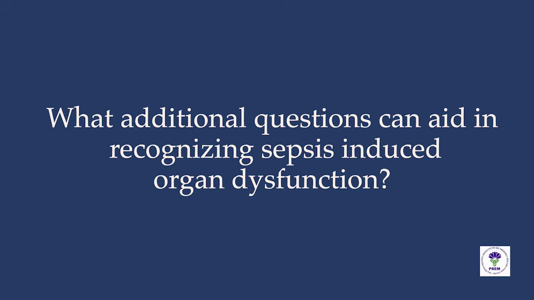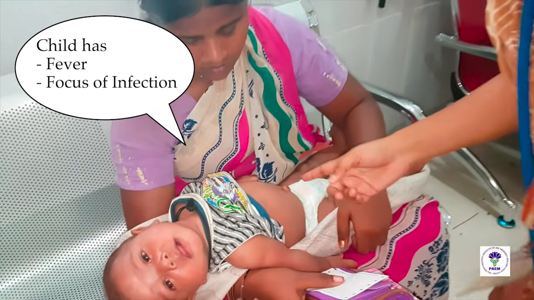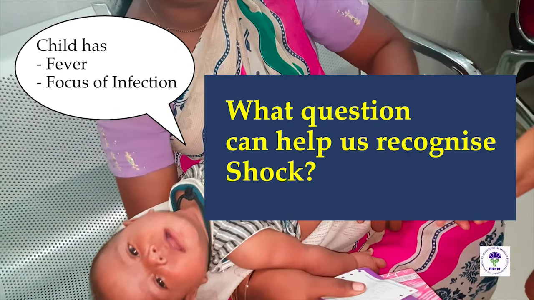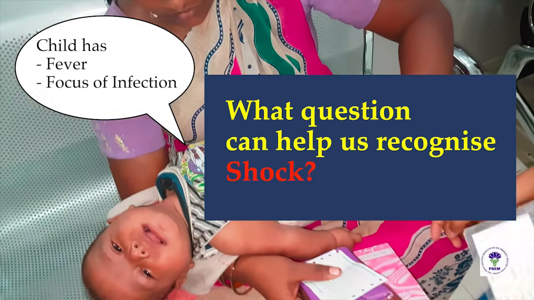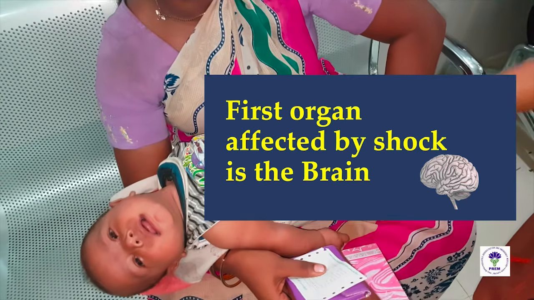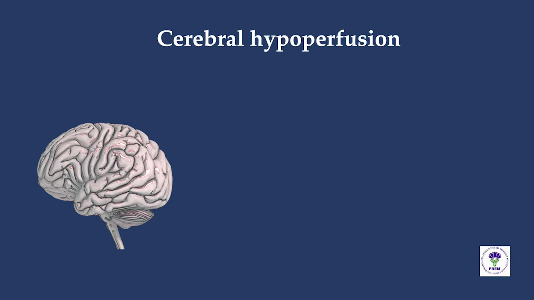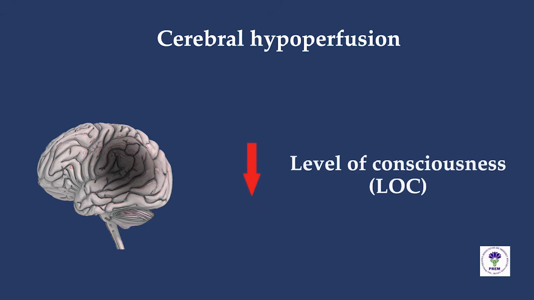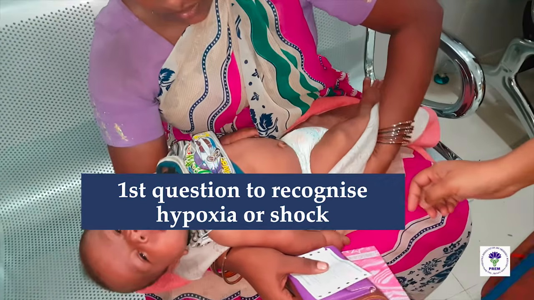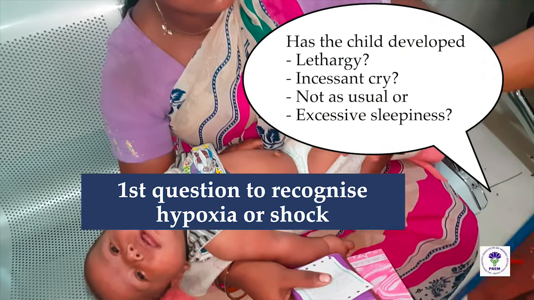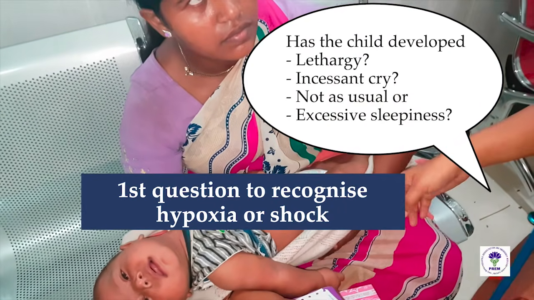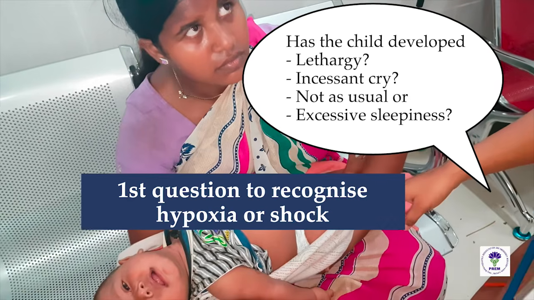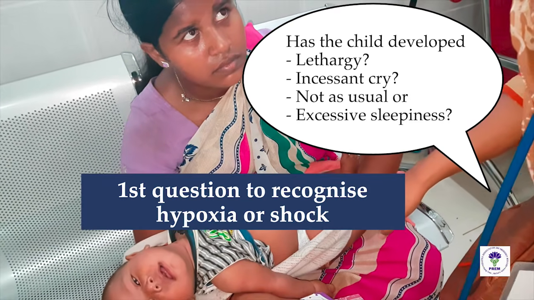So let's go back to the questions. Mom reports focus of infection and fever. What question can help us recognize shock? The first organ that is affected by shock is the brain. Cerebral hypoperfusion causes drop in the level of consciousness. So the first question for early shock is whether the child has also developed lethargy or incessant cry or is not as usual, or excessive sleepiness.